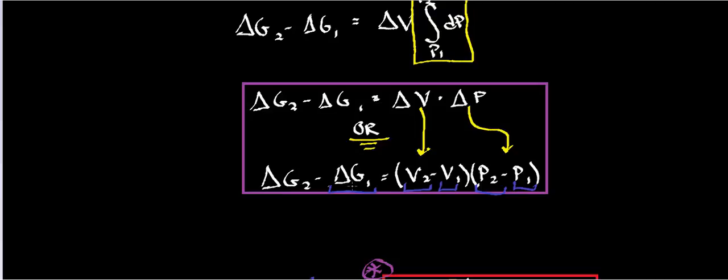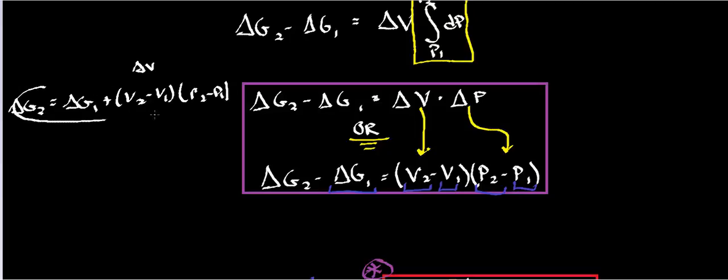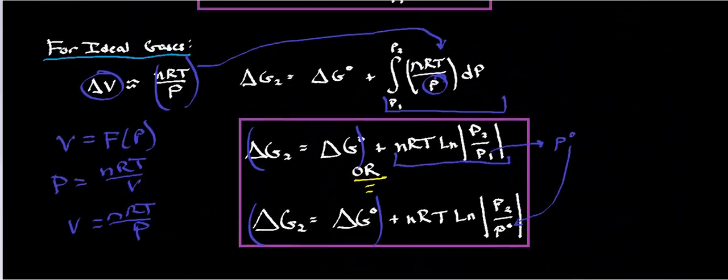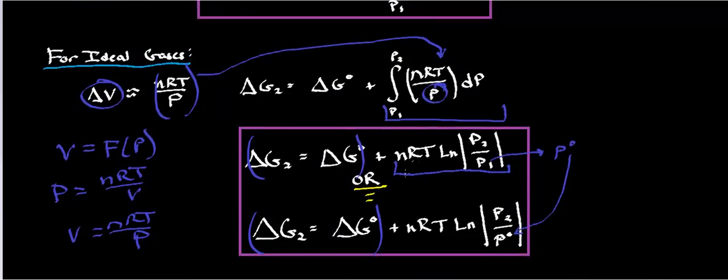And then if you want to find that, you just add delta G1 to both sides, and you get that delta G2 is equal to delta G1 plus V2 minus V1, or just delta V if that's what you have, and then times P2 minus P1. That would be how you isolate delta G2 if you know everything else and you have a liquid or solid. If you have a gas, you can't use that model. You have to use this, in which case you'd be adding nRT times the natural log of P2 over P1 for an ideal gas. Okay?